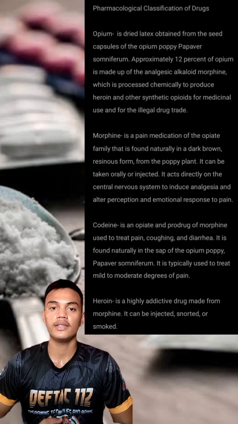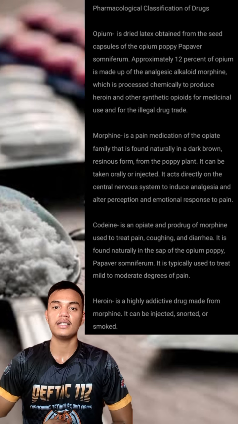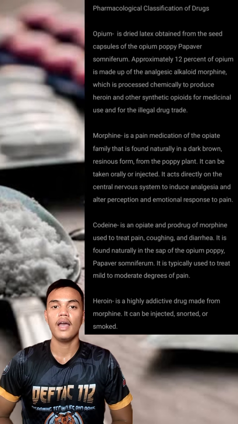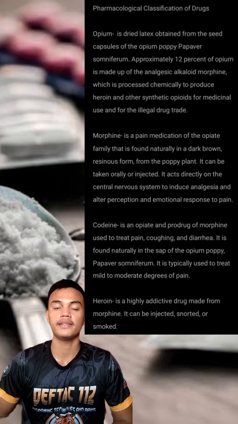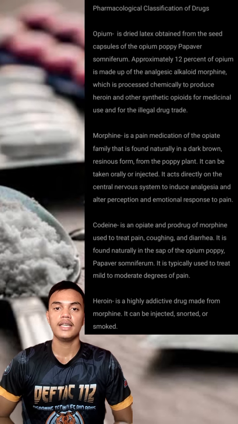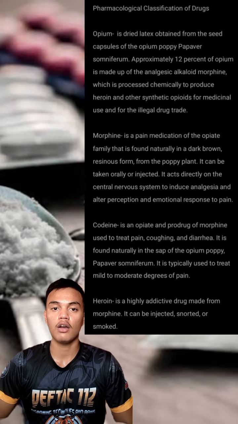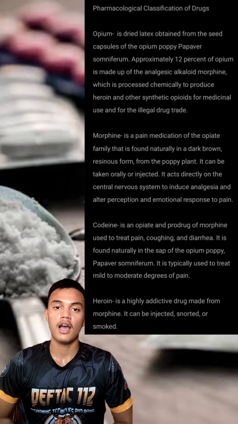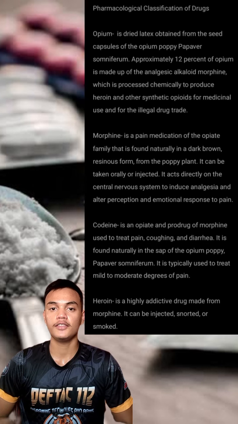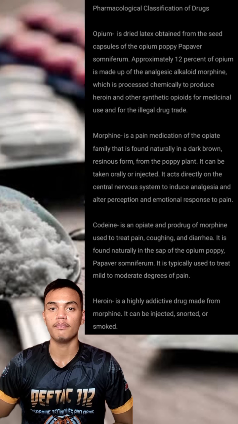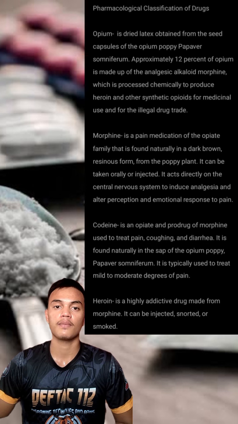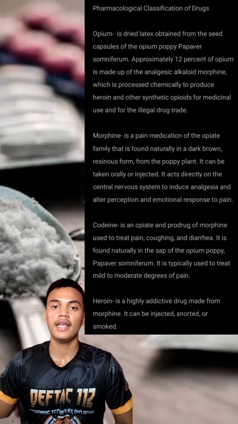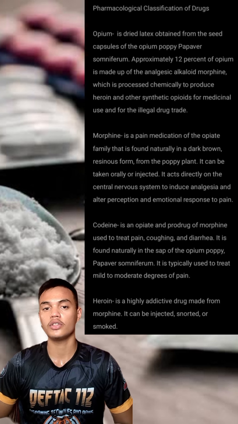It acts directly on the central nervous system to induce analgesia and alter perception and emotional response to pain. Codeine is an opiate and prodrug of morphine used to treat pain, coughing, and diarrhea. It is found naturally in the sap of the opium poppy, Papaver somniferum. It is typically used to treat mild to moderate degrees of pain. Heroin is a highly addictive drug made from morphine. It can be injected, snorted, or smoked.